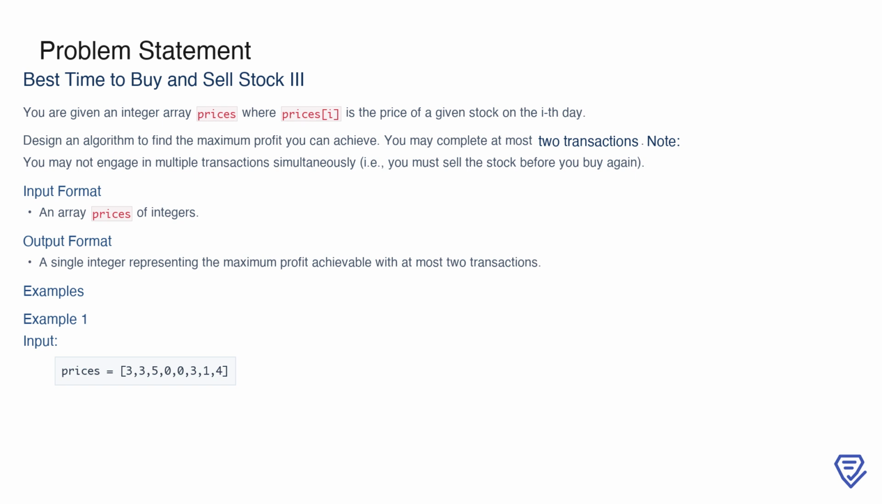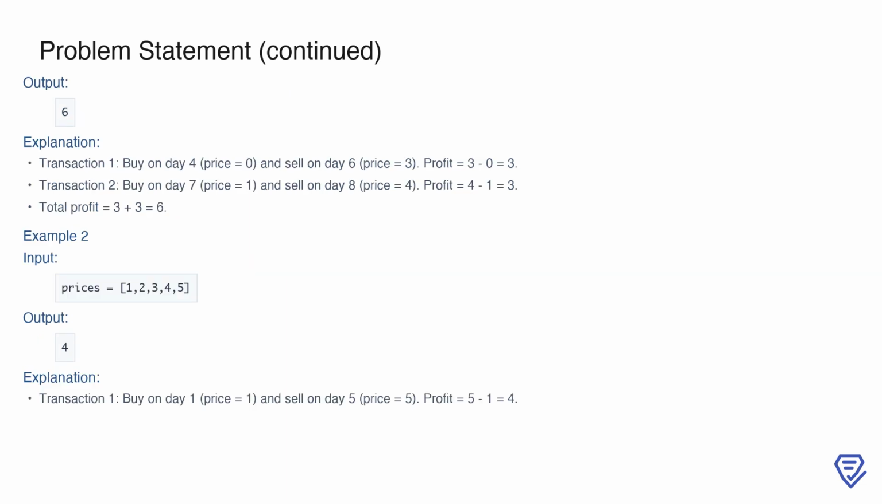Let's take a look at an example to understand this better. Consider the first example where prices is 3, 3, 5, 0, 0, 3, 1, 4. The output in this case is 6. Here's why. The first transaction involves buying the stock on day 4, when the price is 0, and selling it on day 6, when the price is 3. This gives us a profit of 3. The second transaction involves buying the stock again on day 7, when the price is 1, and selling it on day 8, when the price is 4. This gives us another profit of 3. When we add these, the total profit becomes 6.